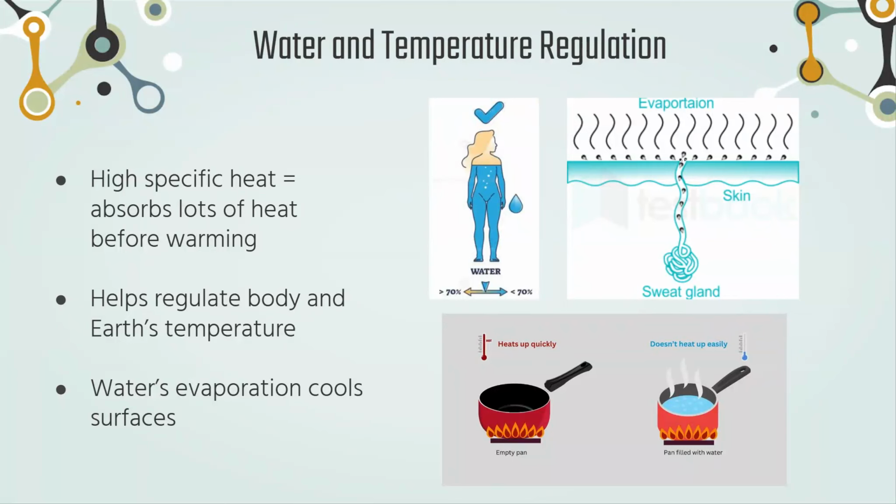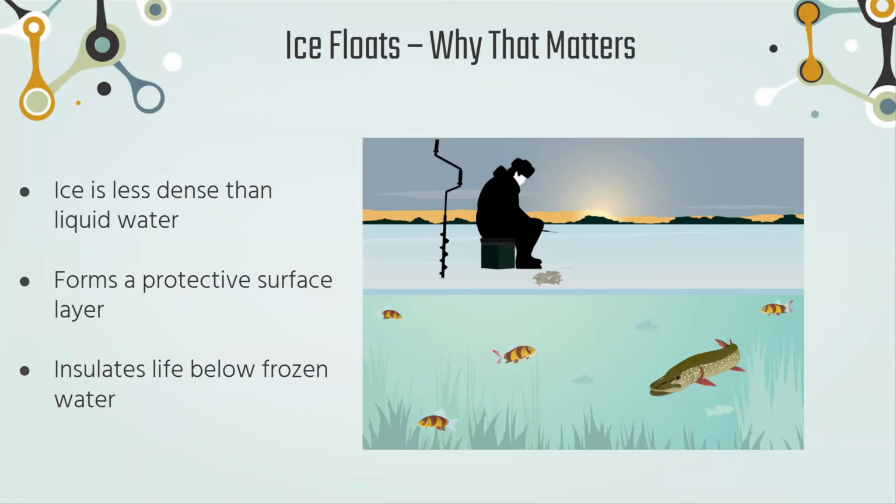This also regulates Earth's temperature. The oceans on Earth help keep the temperature stable. The water enables the temperatures to not rise too drastically or fall too drastically. When water evaporates as well, it actually helps us cool down and cool Earth's surfaces. So these are some advantages that water has for life on Earth.